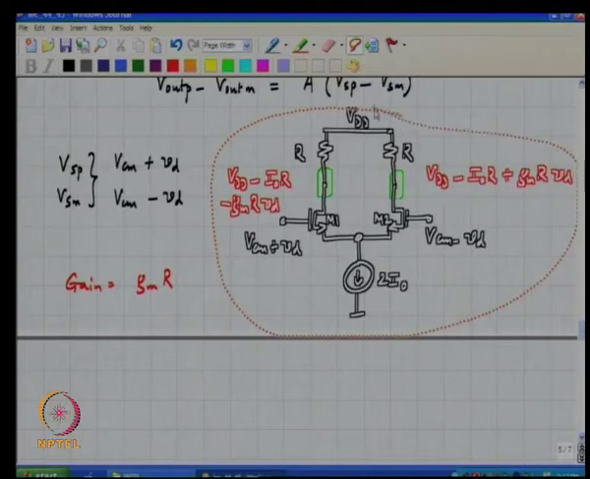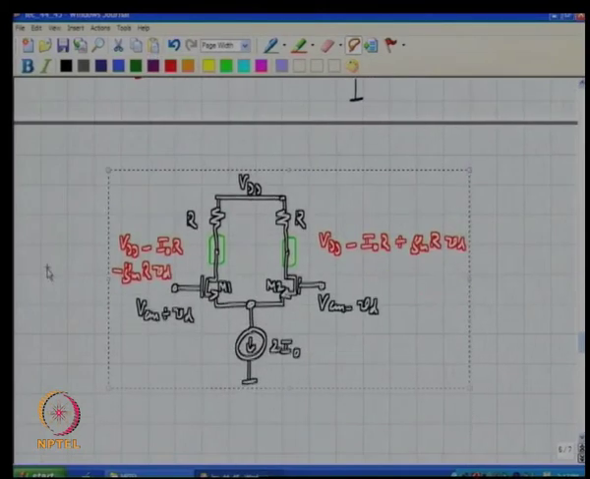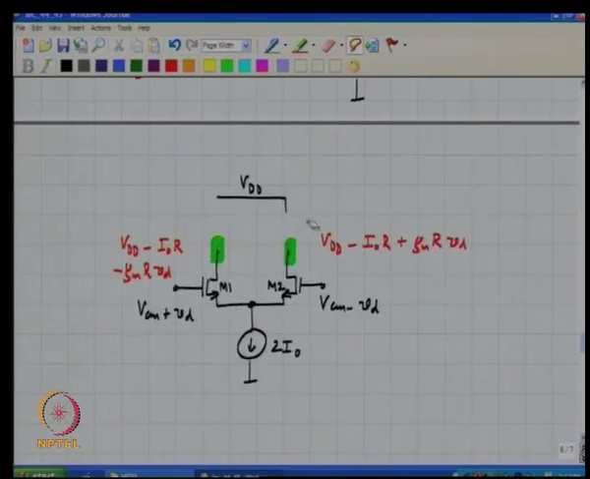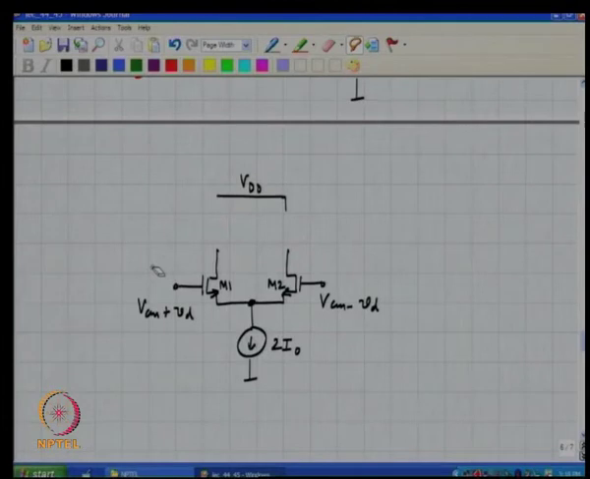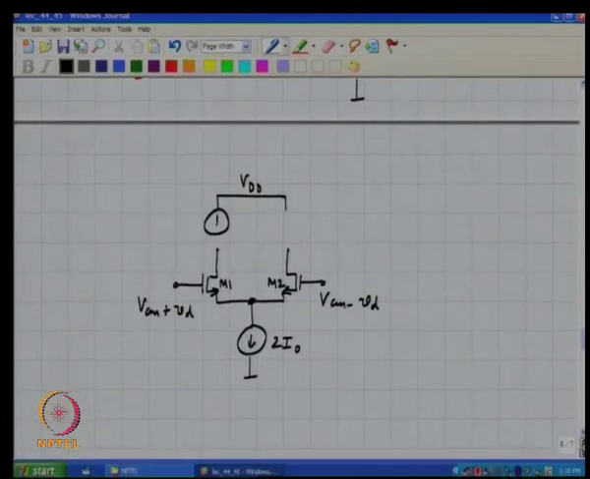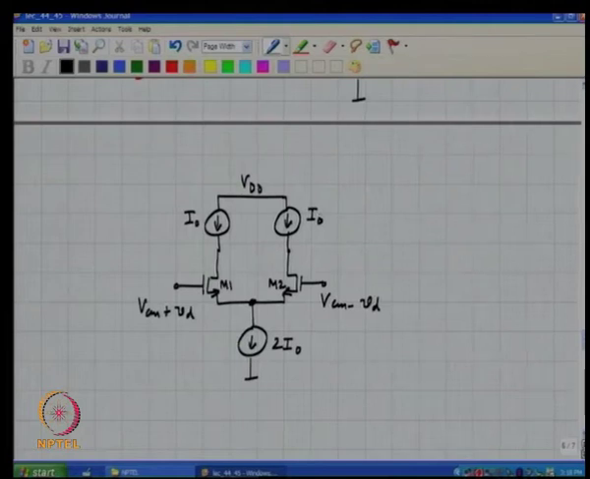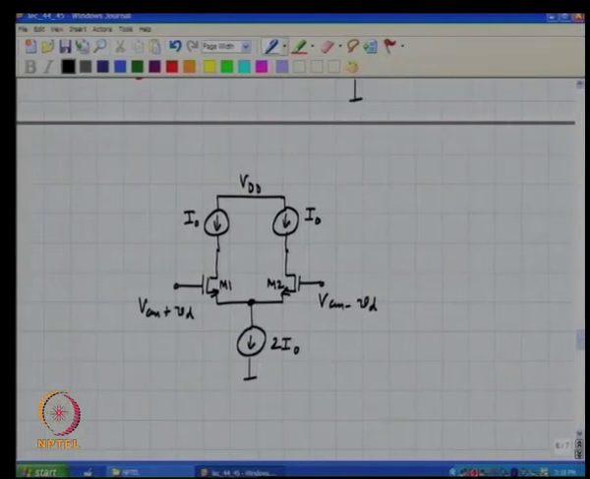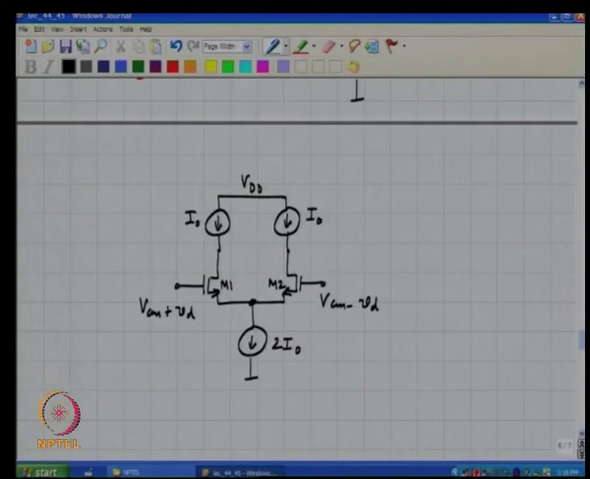So, the solution to this problem is to not use a resistor, but employ an active load instead, where the idea is to replace the load resistors with current sources, and this enables a large incremental gain without increasing the supply voltage. Is this clear?